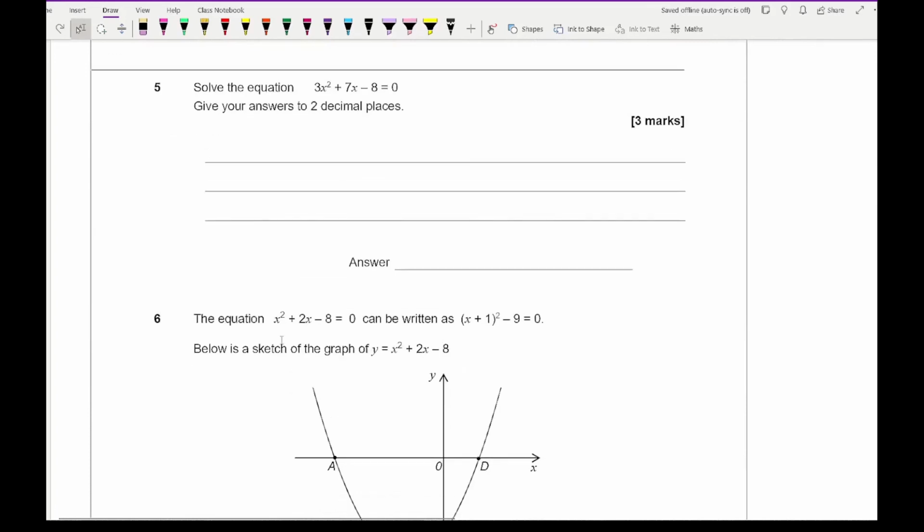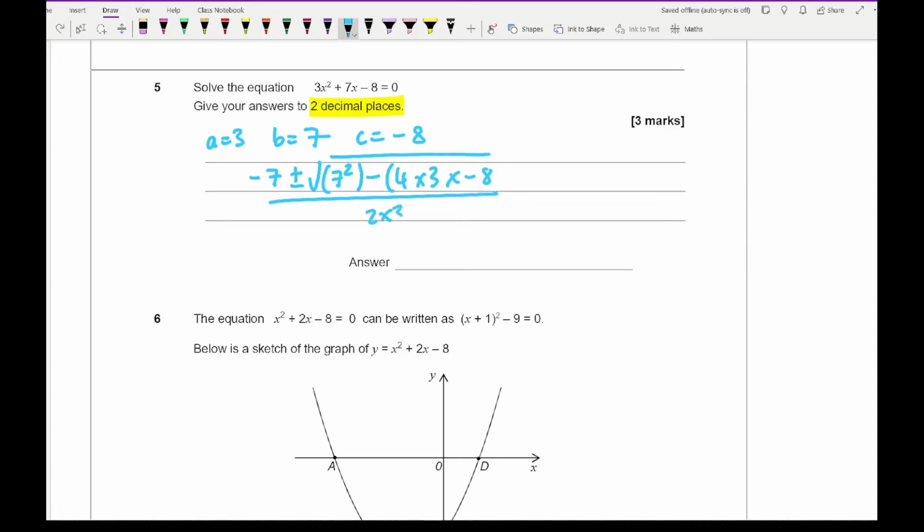Then moving on to question 5, it says solve the equation, and we've got 3x squared plus 7x minus 8 equals 0, and the question's asking us to give the answer to 2 decimal places. Because it's given a rounding indication, we want to go straight into using the formula, with no attempt to factorize it. So here we've got a equals 3, b equals 7, and c equals minus 8. Substituting this in, I've got minus 7 plus or minus the square root of 7 squared, which is 49, minus 4 times 3 times minus 8, all divided by 2 times 3.